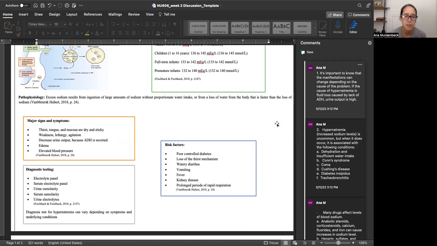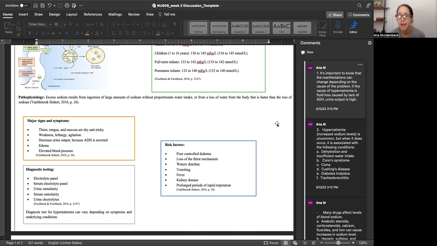Again, some of the symptoms are thirst, the tongue and the mucous membranes are dry and sticky, they're weak, they're lethargic, they're also very agitated. It's very hard to keep them calm, they're tired, they're super dehydrated. They have decreased urine output because ADH is secreted, edema, elevated blood pressure.